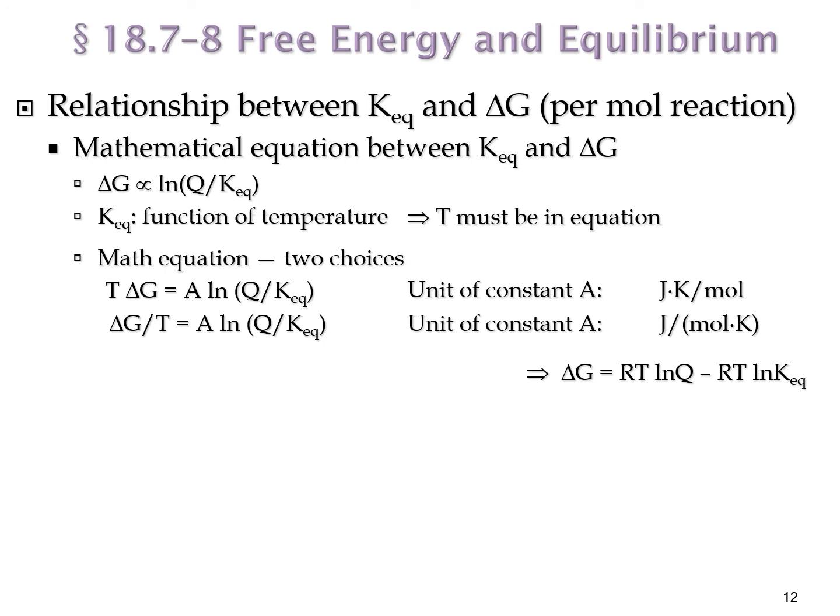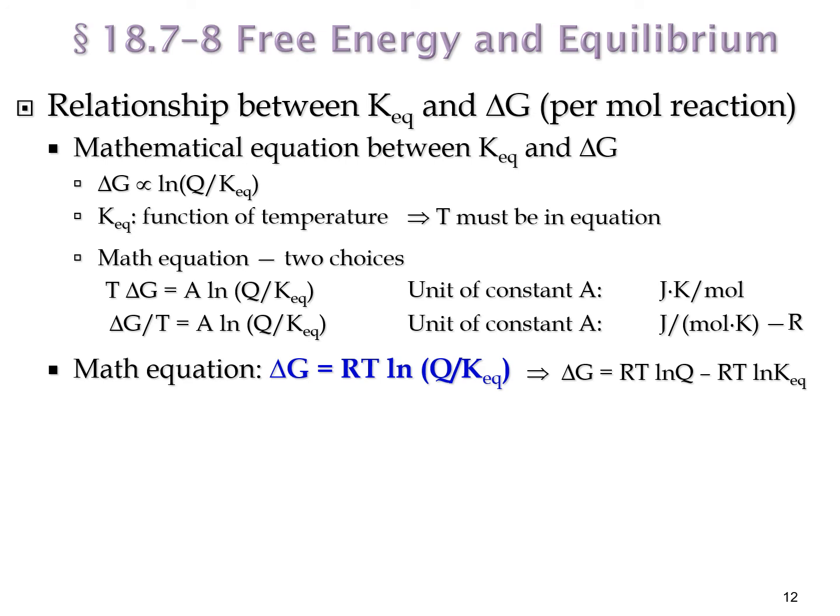The unit of universal gas constant. Suddenly, it's all cleared out. R is the universal gas constant. If we multiply temperature on both sides, we get that delta G equals RT log of Q over KEQ. That is one powerful equation.